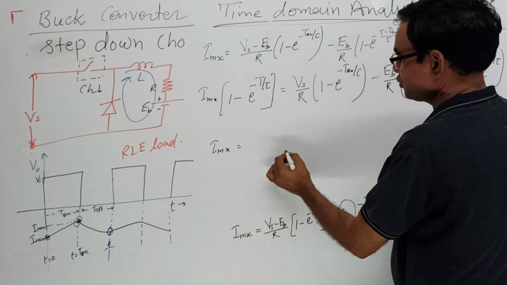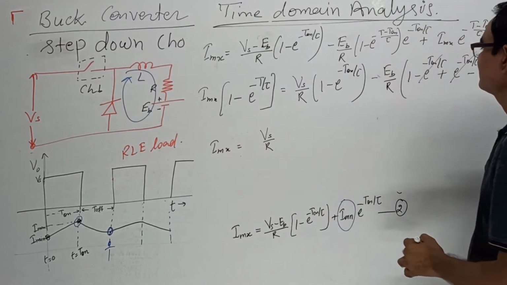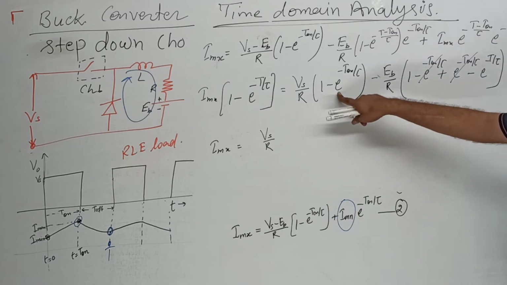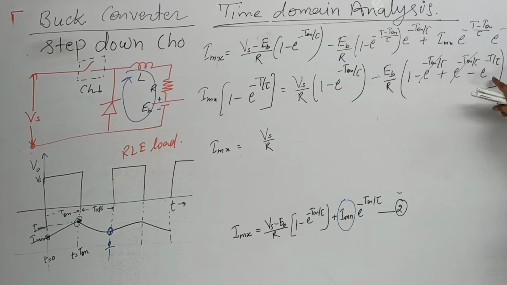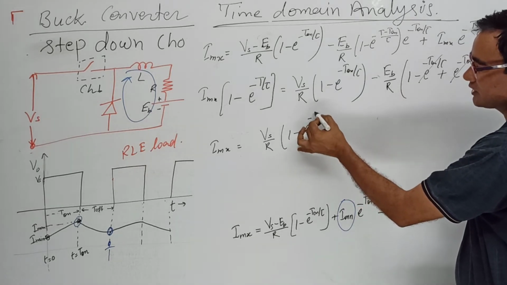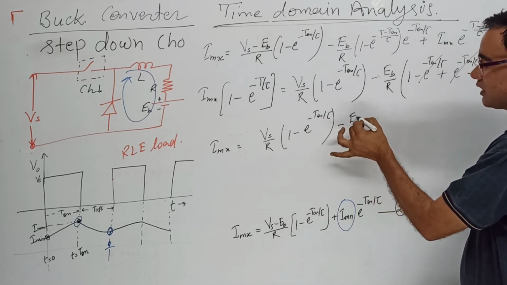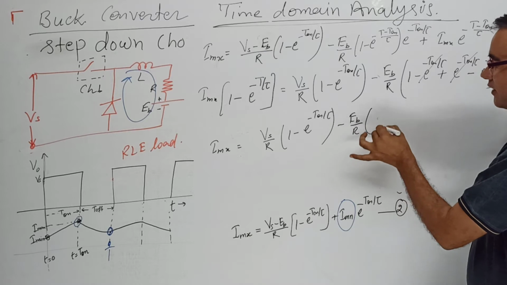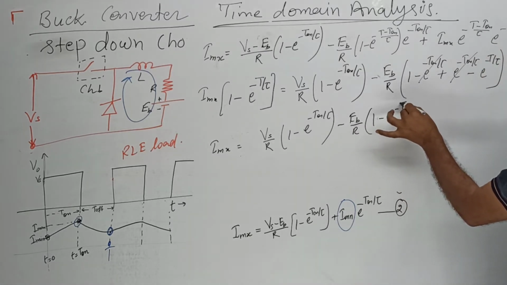So finally the equation becomes Imx is equal to Vs upon R, 1 minus e raised to power minus T on by tau, minus EB upon R, 1 minus e raised to power minus T by tau.